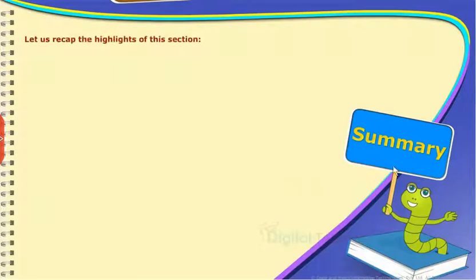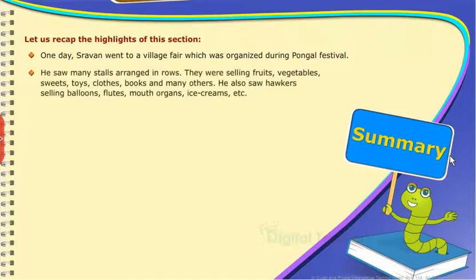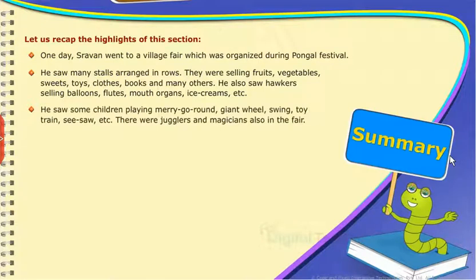Summary. Let us recap the highlights of this section. One day, Shravan went to a village fair which was organized during Pongal festival. He saw many stalls arranged in rows. They were selling fruits, vegetables, sweets, toys, clothes, books, and many others. He also saw hawkers selling balloons, flutes, mouth organs, ice creams, etc. He saw some children playing merry-go-round, giant wheel, swing, toy train, seesaw, etc.